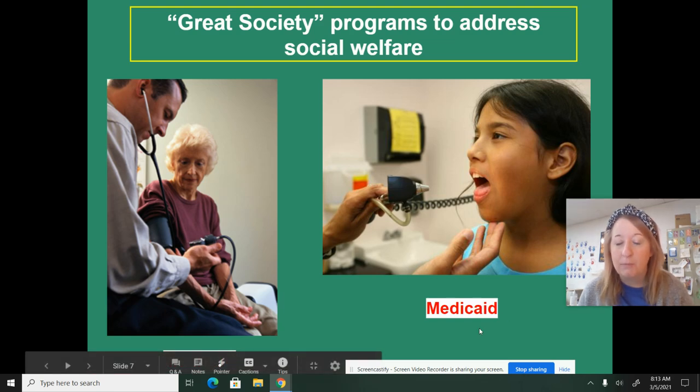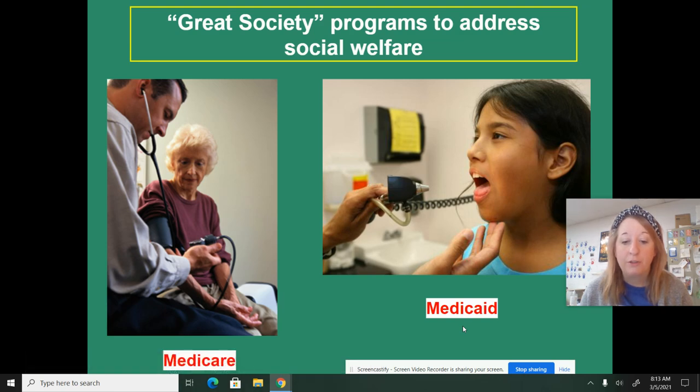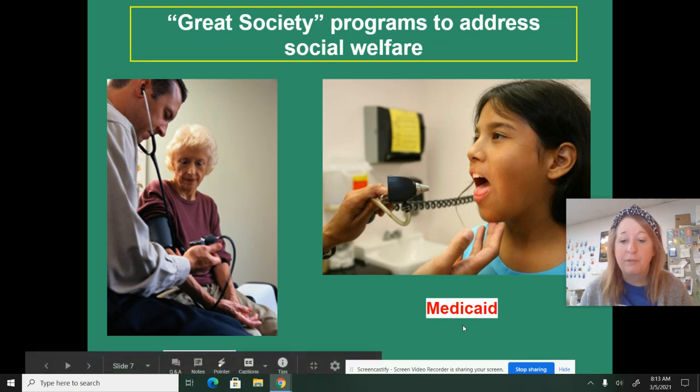Medicaid is very similar, but it provides health insurance for low-income individuals. But it also doesn't just extend to low-income individuals. It also provides health insurance for people who are disabled, specifically those who are blind and deaf. It also allows for mental health care for low-income families as well. Approximately 60 million plus Americans receive Medicaid today.